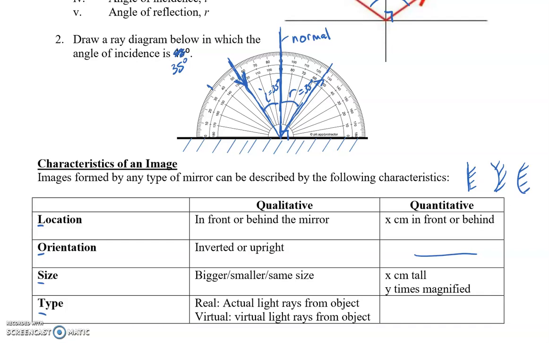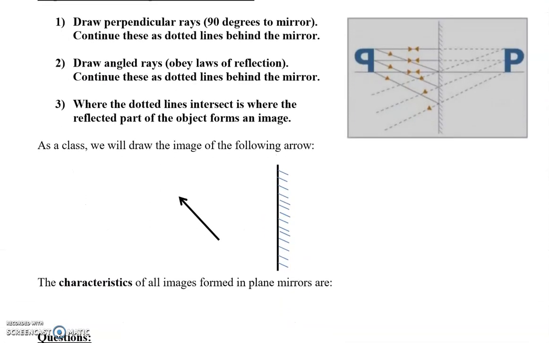If the image is formed behind the mirror, the opposite side of the mirror than the object, we're going to see that as a virtual image. Again, we can't describe that in terms of a number. We can just describe it as in front or behind the mirror is really what that's saying. So let's go ahead and look at how we draw these in a plane mirror.